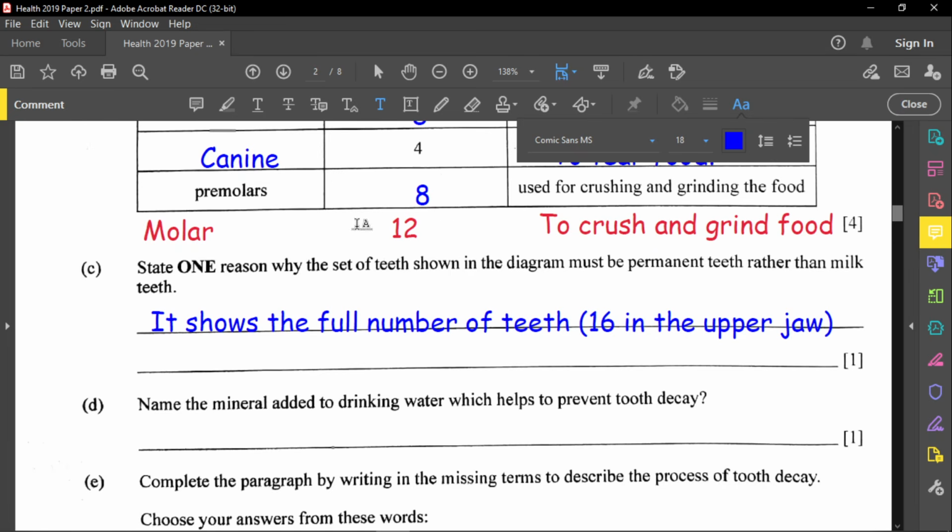Also what you can have as another option here is that it is showing you the molar. So the molar teeth are present. So just to make a note of that. There's a one mark question, so either one will work.